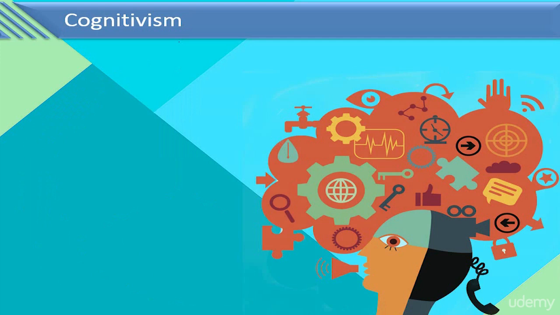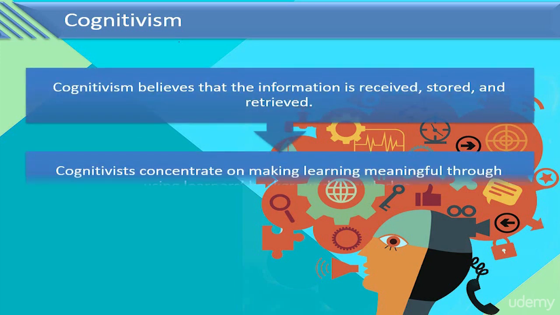The next theory is known as cognitivism. According to cognitivists, learning involves the reorganization of experiences. It's considered an active learning process. Cognitivism assumes that an existing knowledge structure is used to process new information. This theory believes that the information is received, stored, and retrieved.